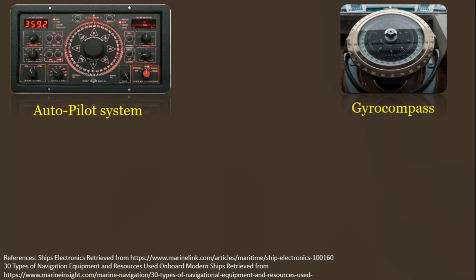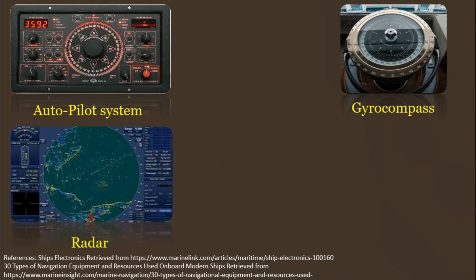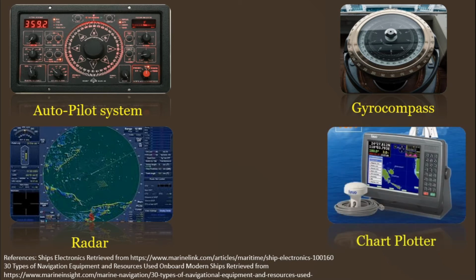Another electronic device is the gyro compass, which locates the correct north direction and is unaffected by external magnetic fields. Next is a radar, which detects targets and displays the information on the screen to avoid collision. And a chart plotter, which combines GPS data with an electronic navigational chart to display the position, heading, and speed of a vessel. All of these electronic devices are found in the deck department.